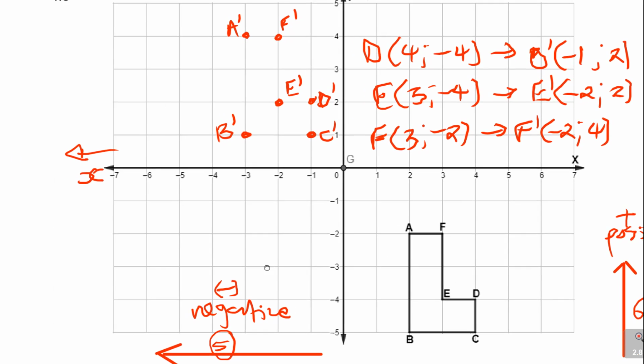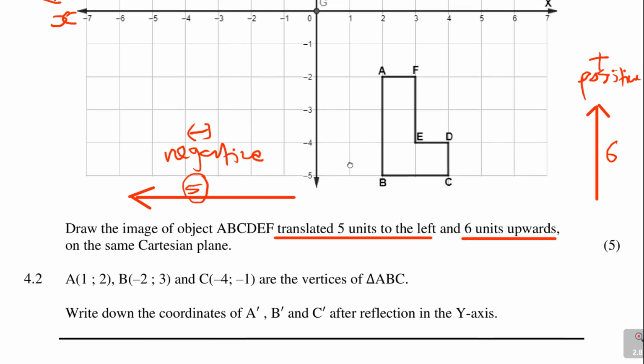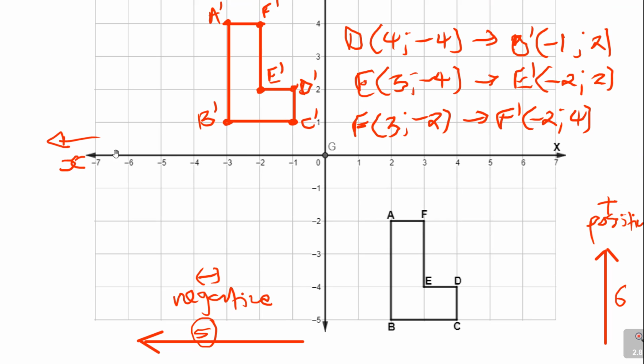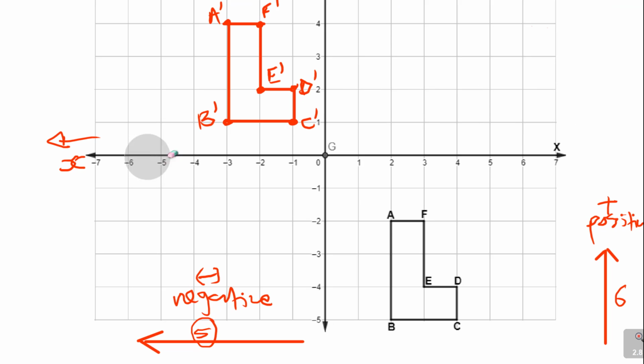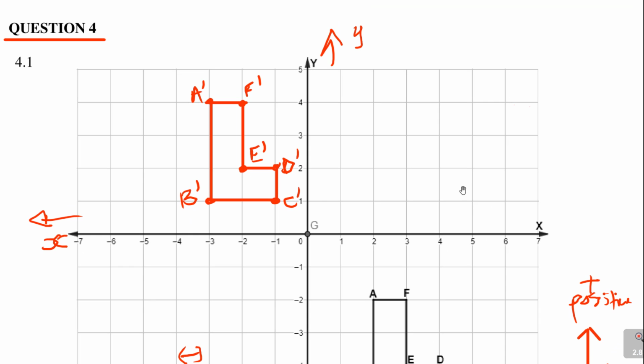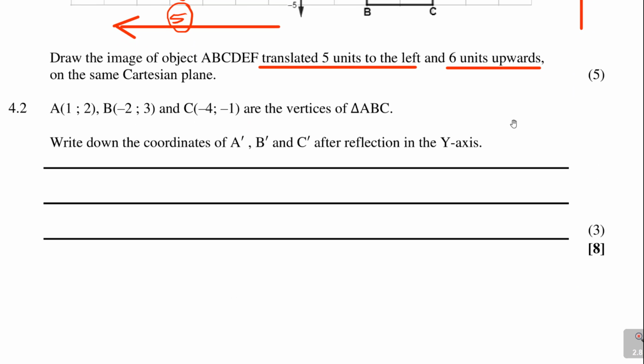Are you seeing that? And then now when you join these points, because they said have the new image after the translation, that's what they wanted. They wanted you to come up with this. Are you with me? So the question was, draw the image A, B, C, D translated, so on the same Cartesian plane. So they didn't want this as such, but you needed to come up with this image. But you see the working that I was trying to bring to you. So this is the new image. Okay, so let's not waste time there. You get 5 marks. I think it's good marks.